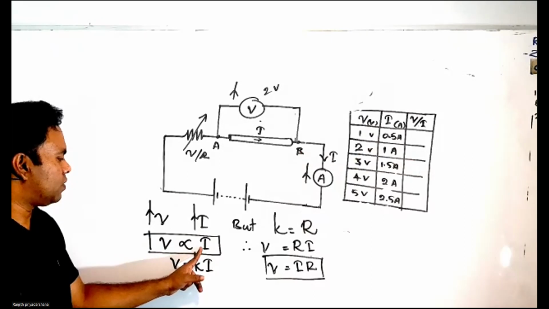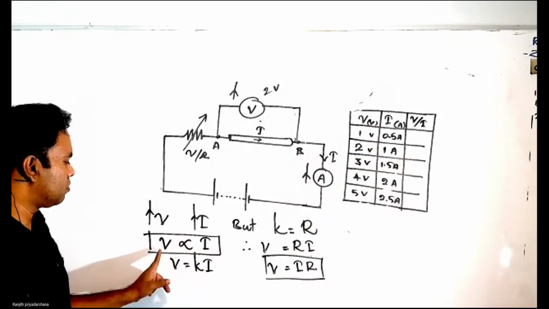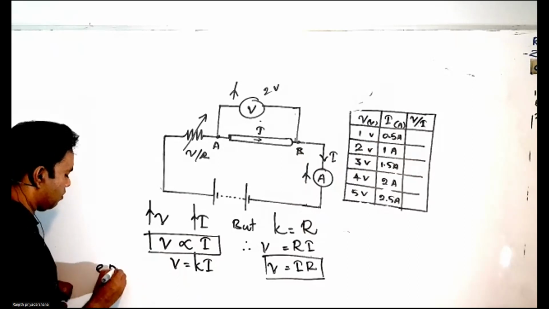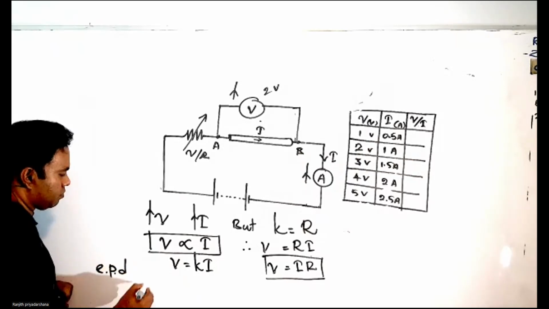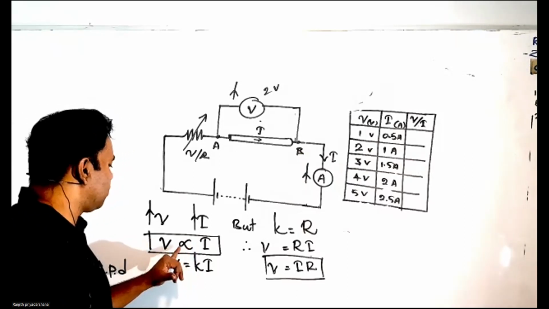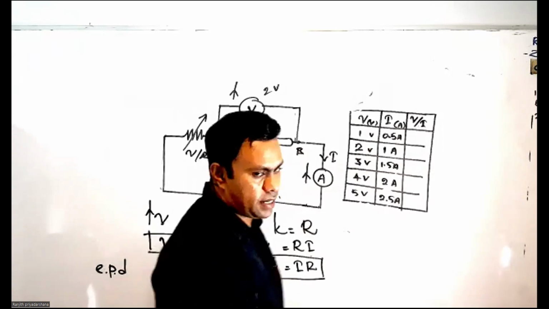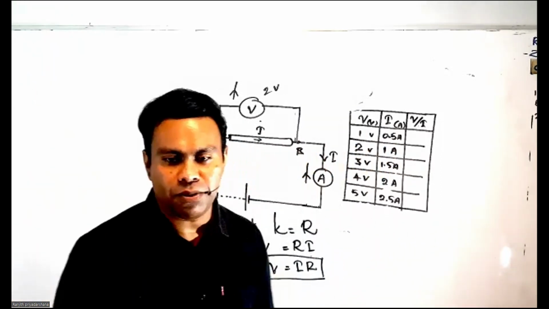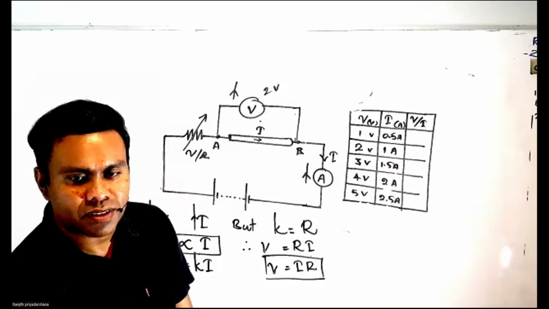Electric current is directly proportional to the electric potential difference. Then I is directly proportional to V, remember that. Right? I is directly proportional to V.